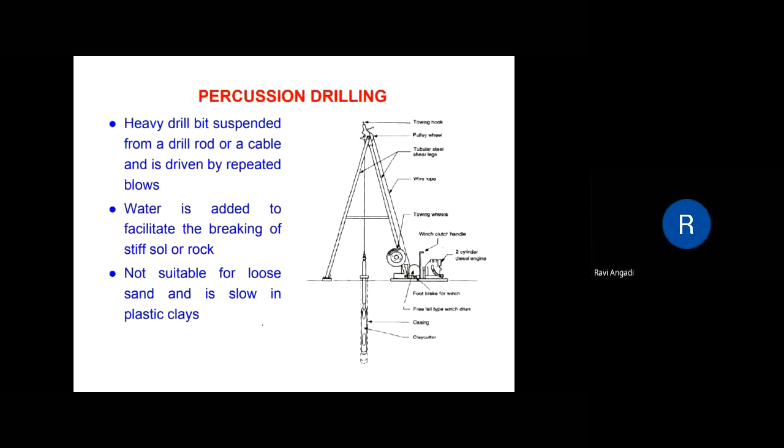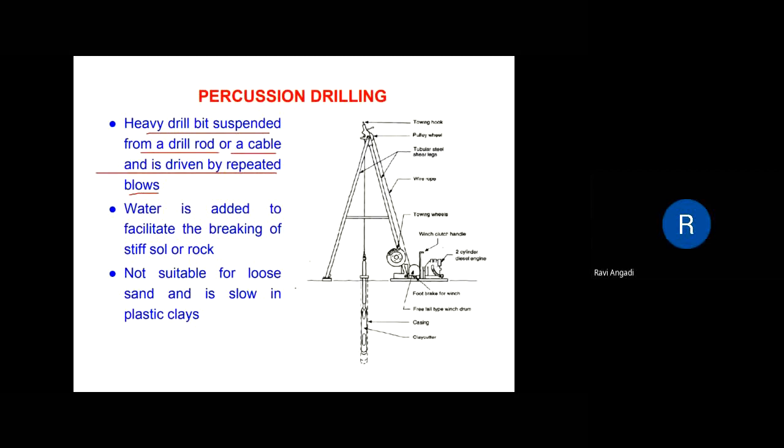Then coming to the next, the percussion drilling method. What is this percussion drilling method? This method is also similar to wash boring only. But what is the change here? Here the heavy drill bit is suspended from the drill rod or the cable and is driven by repeated blows. Here repeated blows will be given, making the hole inside the soil. But the heavy drill bit is suspended here. This is the arrangement of percussion drilling.